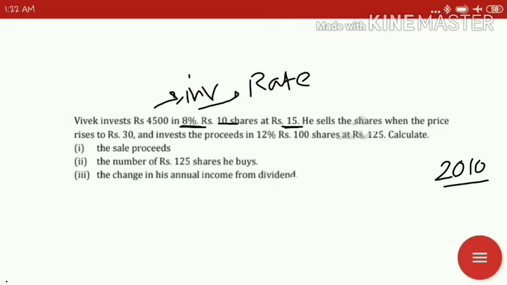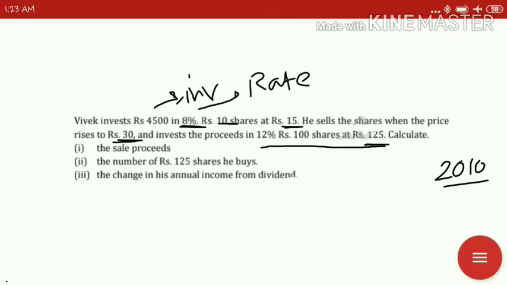And when the price rose to rupees 30, that means the market value has risen from 15 to rupees 30. Then he sold the shares, and whatever amount he got, he invested the whole thing in 12% rupees 100 shares at rupees 125. So he has invested in another share, whose rate of dividend is 12%, the face value is 100, and the market value is rupees 125. Now you have to calculate the sale proceeds. Sale proceeds means how much amount he has collected after selling the previous shares.